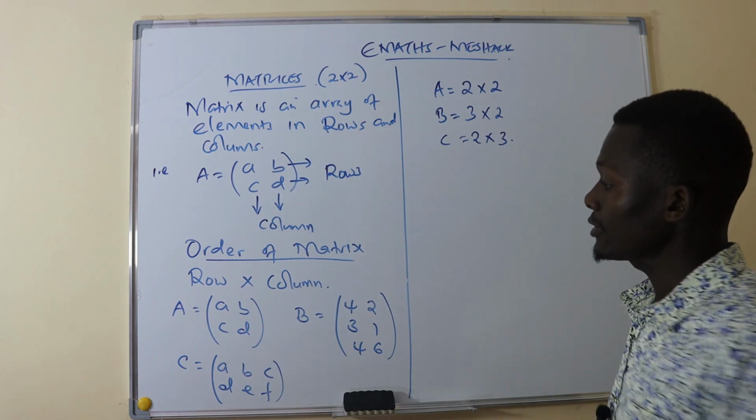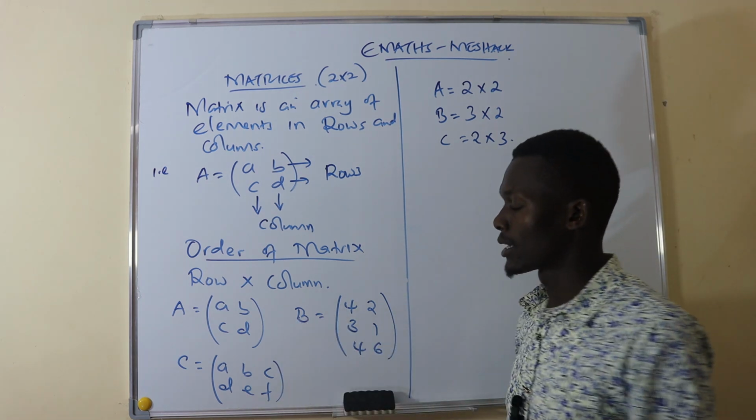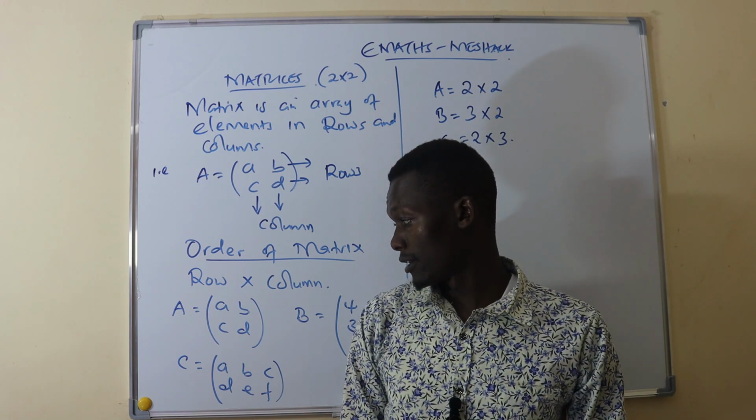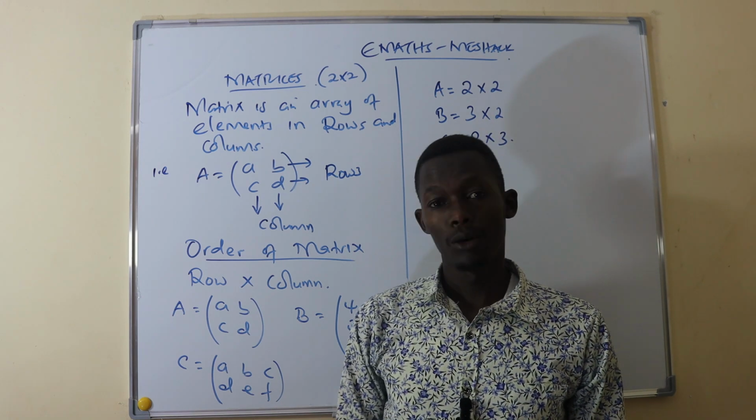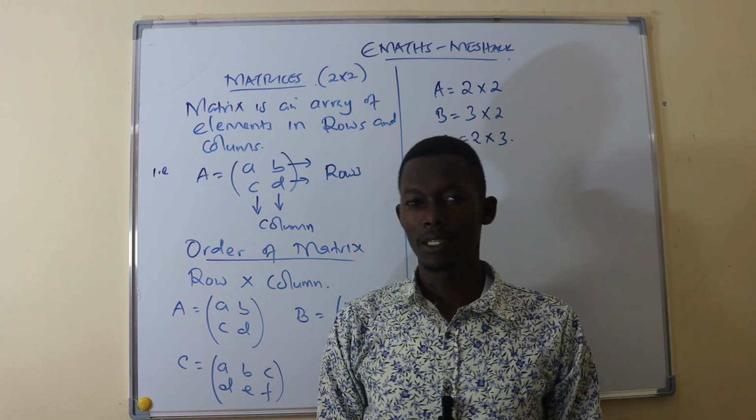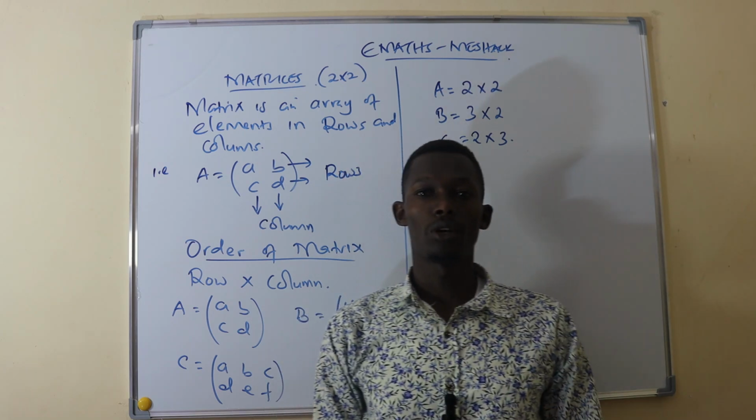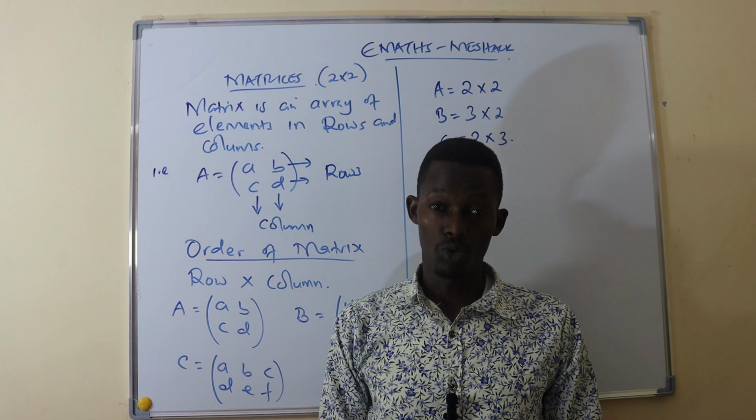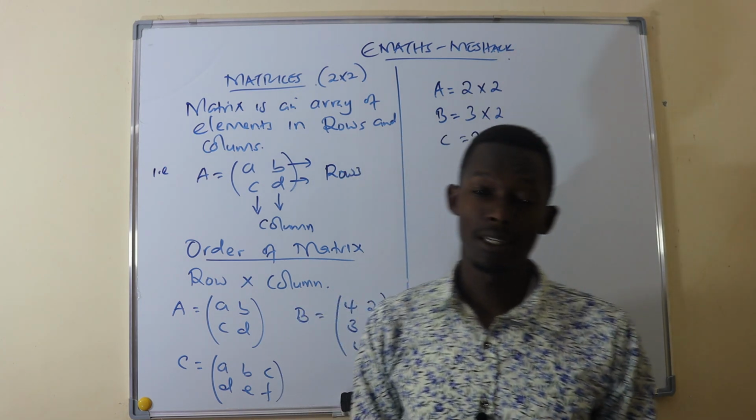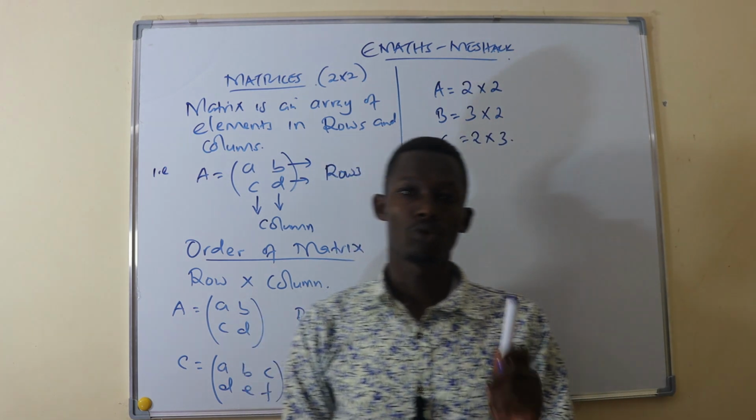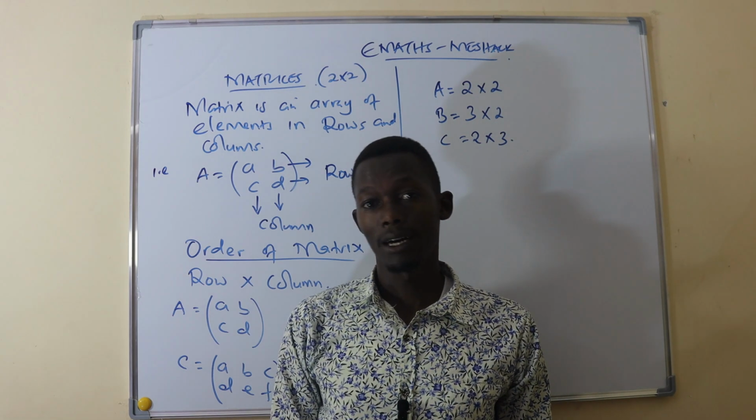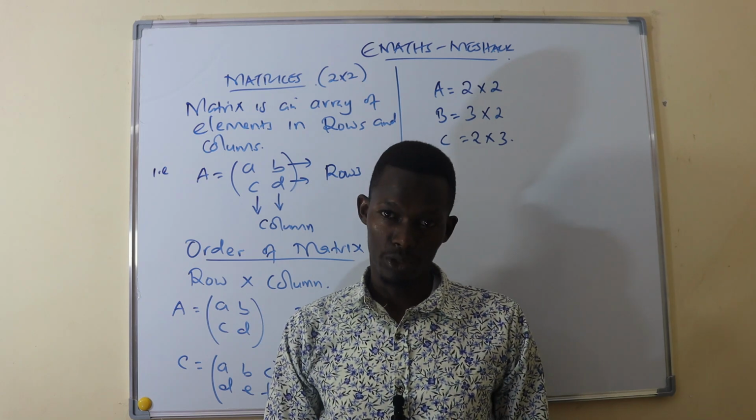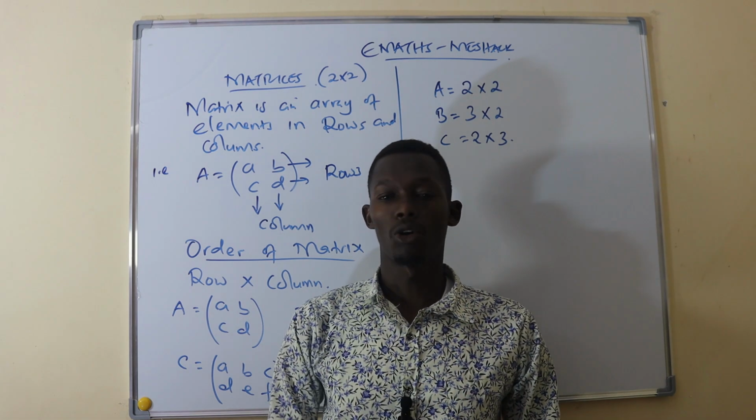Now, having known this, I can give some few definitions. We have a matrix called a row matrix. A row matrix is a matrix with only one row. It has one row, but it can have a few columns. Then we have the column matrix. A column matrix is a matrix with only one column, but it can have a number of rows.